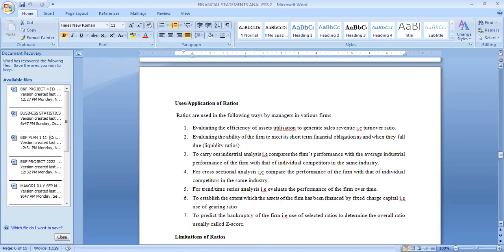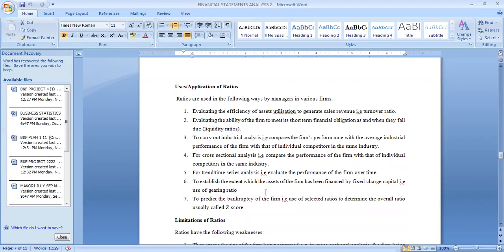And also to establish the extent to which the assets of the firm has been financed by capital or by debt, what we normally call the gearing. Through ratio analysis, you can be able to know, I have assets worth maybe 20 millions in the company. But of this, maybe 18 millions, they have been financed through debt, and only 2 millions we have financed using our money, which we normally refer as equity.